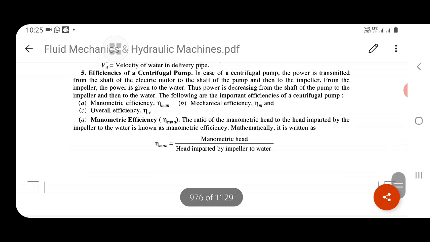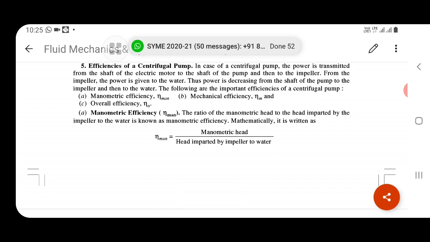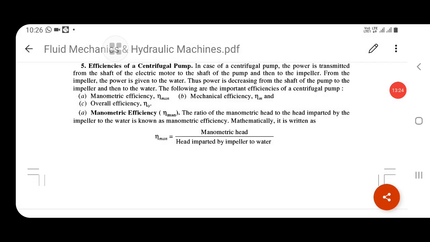So the first efficiency is manometric efficiency. The ratio of manometric head to the head imparted by the impeller to water is known as manometric efficiency. Mathematically, it is written as manometric head to the head imparted by the impeller. Again I repeat, the ratio of manometric head to the head imparted by impeller is known as manometric efficiency. Remember this. So write down the definitions.